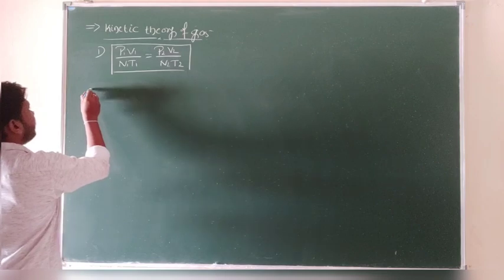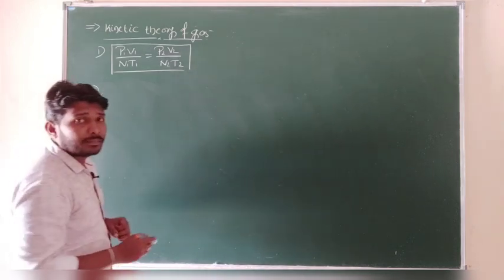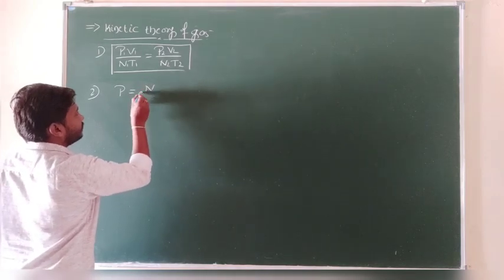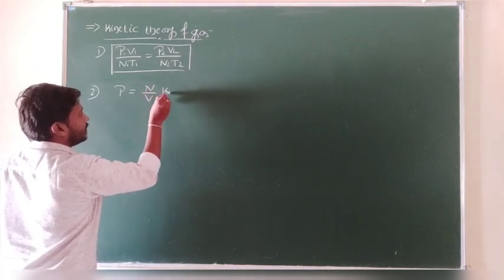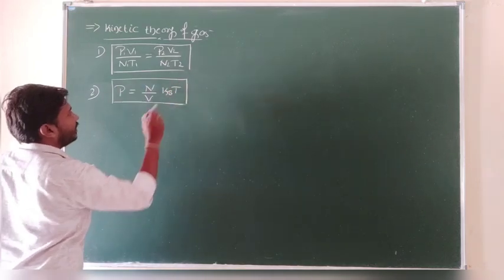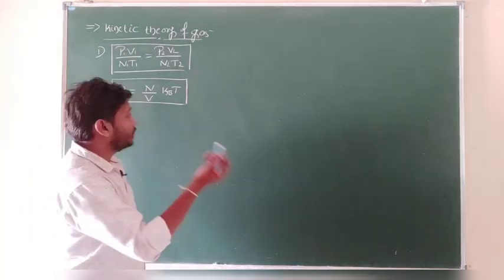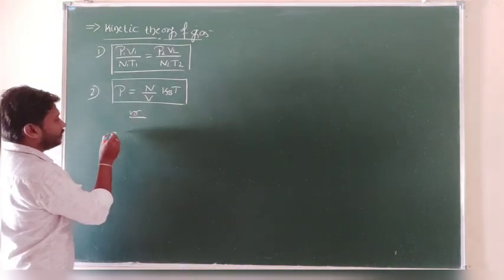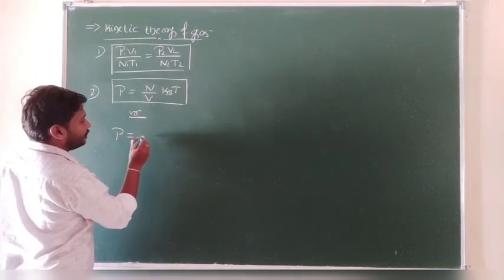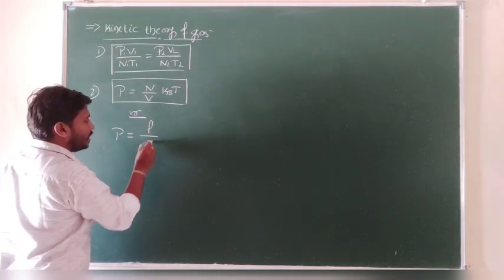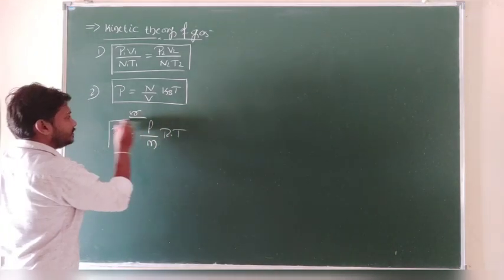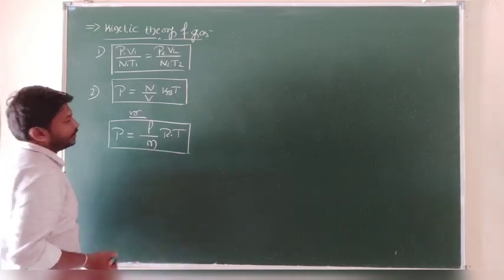Then I have to write the expression for pressure here. Pressure P is equal to N by V into KB into T, in terms of the Boltzmann constant. Or this pressure equation I can consider in terms of mass as rho by M into R into T. So this is one more expression for the pressure.